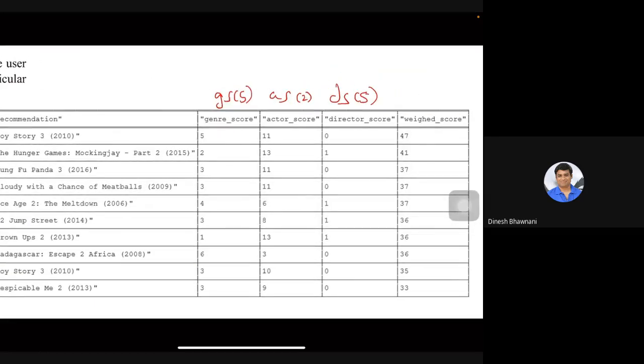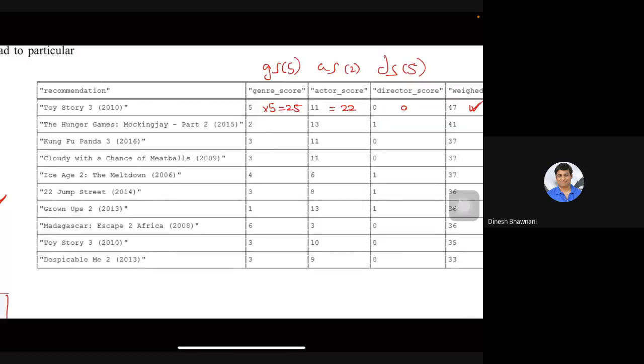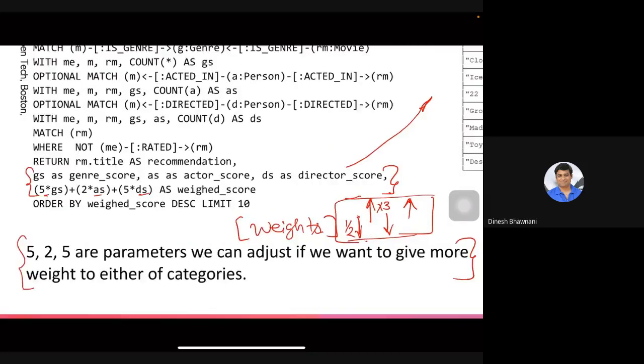So is it happening? If I multiply this by 5, I am getting 25. This is becoming 22. This is 0. So 22 plus 25 is 47. So it is happening. So we are given a weighted score.